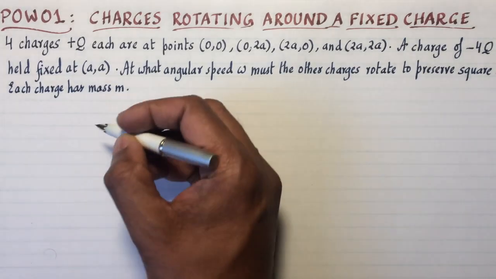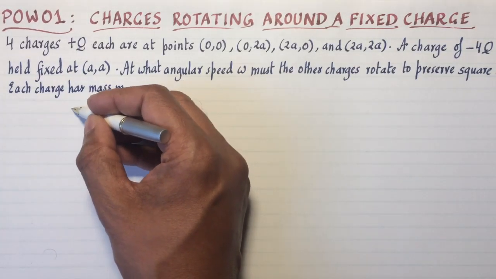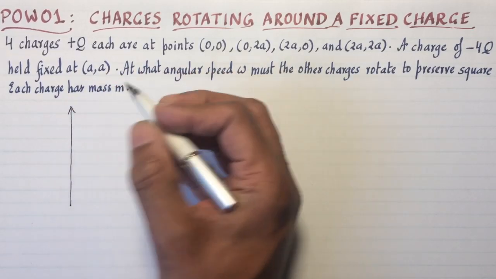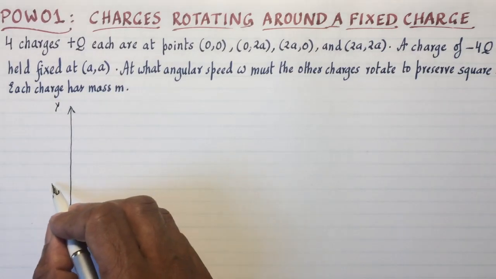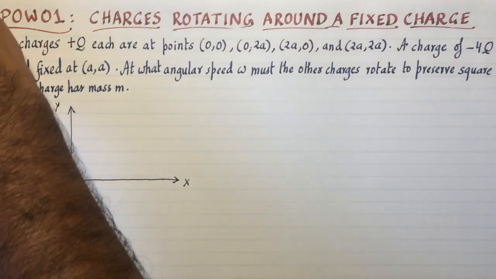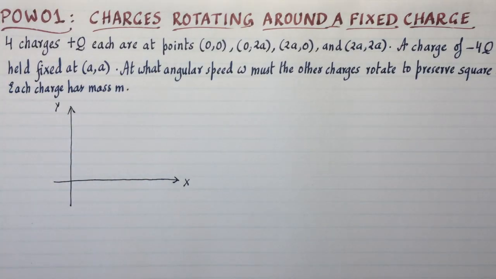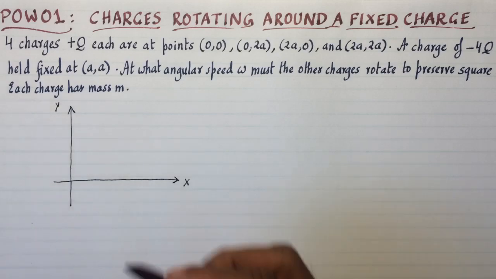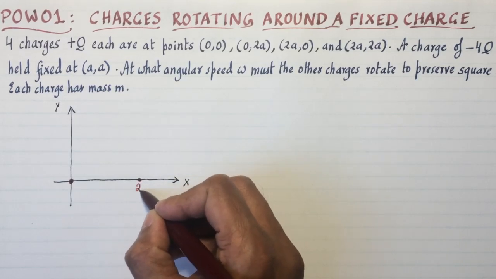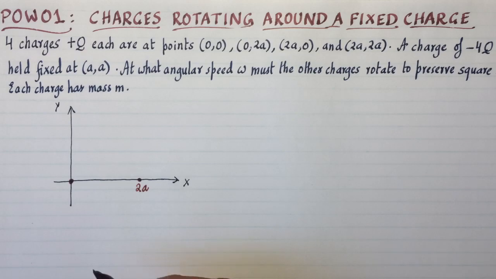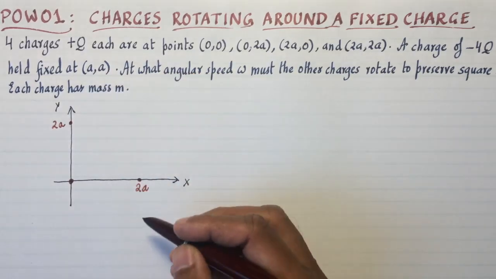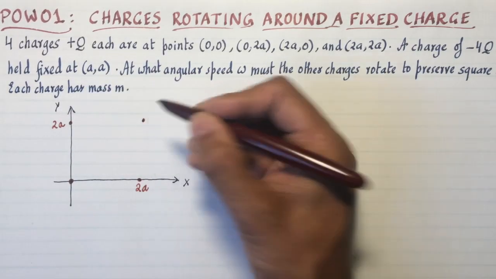To solve a problem like this, the first thing you have to do is draw a figure. It tremendously helps if you start with a good figure. That's your y-axis. X-axis. Let's locate the charges. 0, 0 is the origin. 0, 2a would be a point there. 2a, 0 would be some point there. And 2a, 2a would be that.